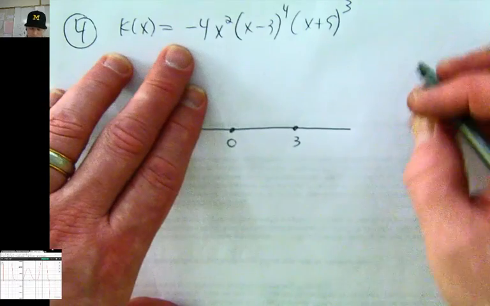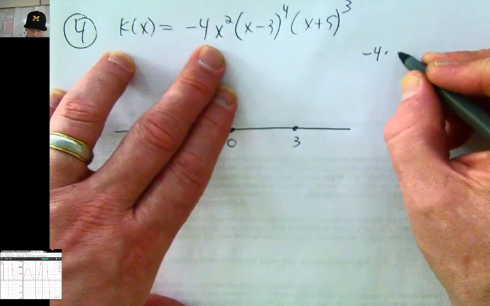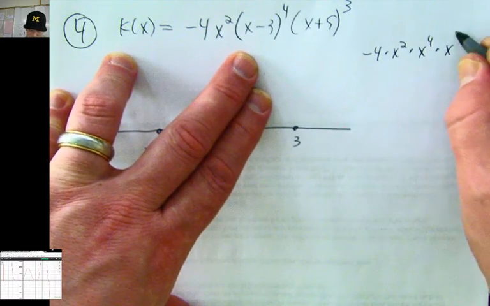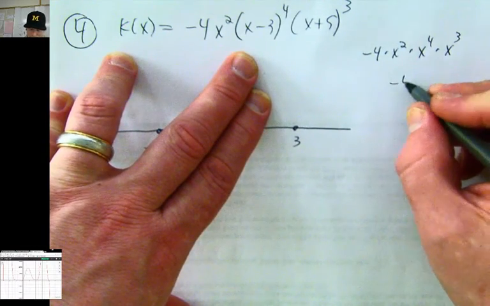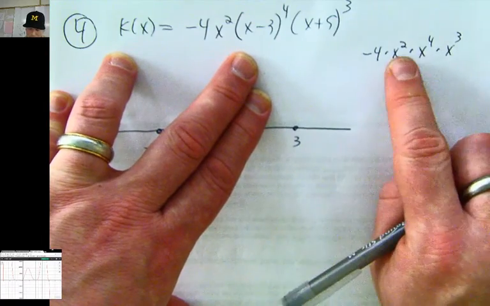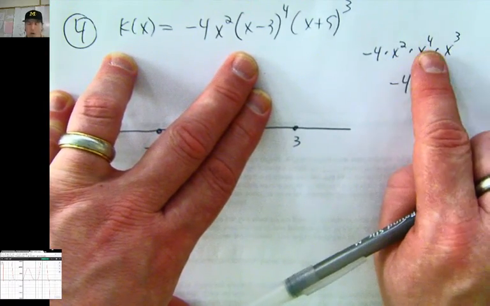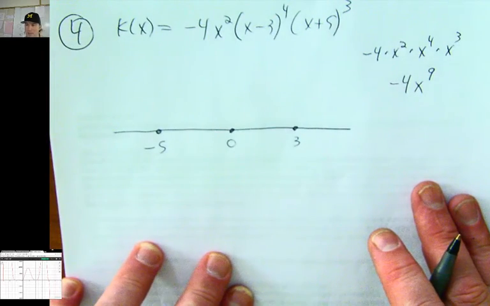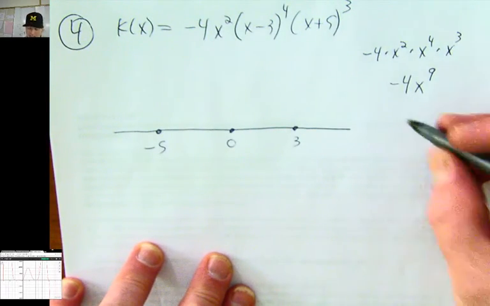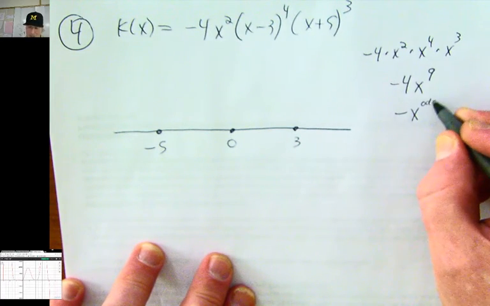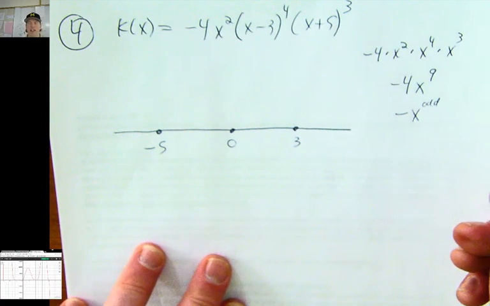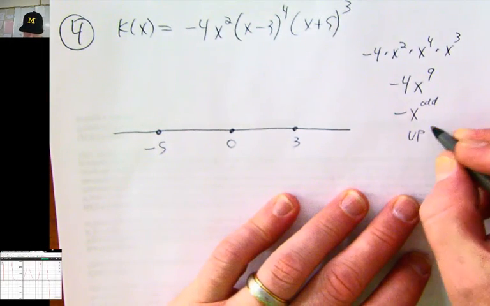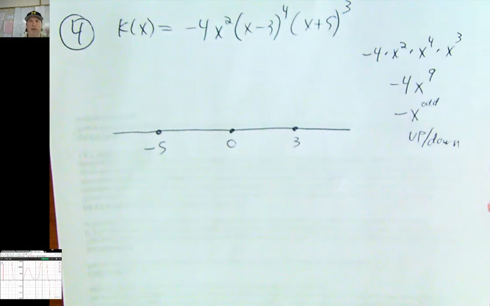End behavior. I have negative 4 times x squared times x to the 4 times x to the 3. This ends up being negative 4x to the 2 plus 4 plus 3 is 9, so negative 4x to the 9. So that's negative x to the odd. X to the odd is usually down, up, so this one means it would be up, down. That's the math that I run through in my head.